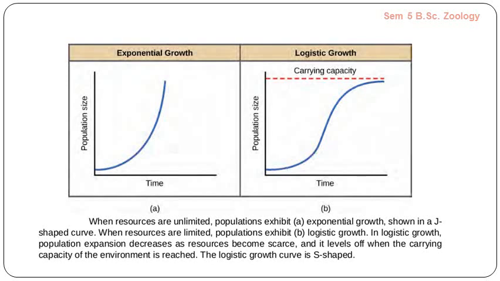Now the J-shaped curve is otherwise known as the exponential growth curve, because there is a logarithmic increase in the population size, while the second one is known as the logistic growth.